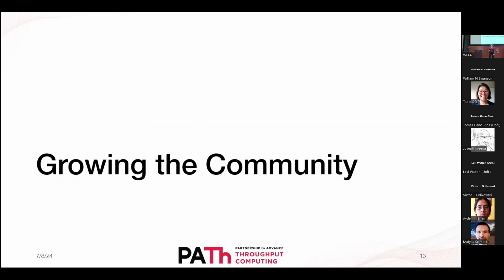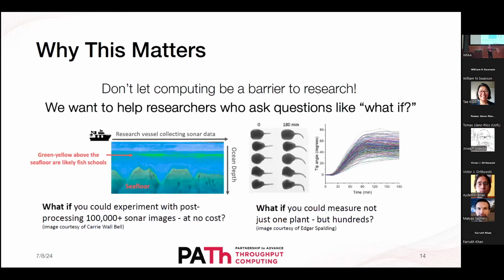Okay, so that's an overview of some of the activities and efforts that we're doing to support, grow, and connect our broad high throughput computing community, but there's still more to do. So I want to switch into talking about how we continue to grow and develop the community. Before I get into my "what are we going to do" slide, I want to take a step back and talk about why we're doing all this, why this matters.